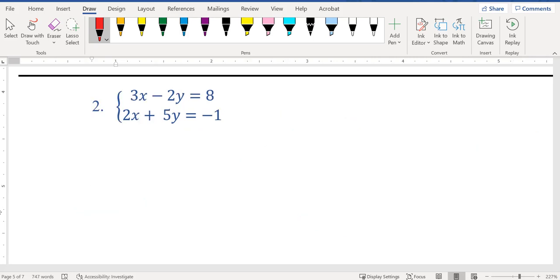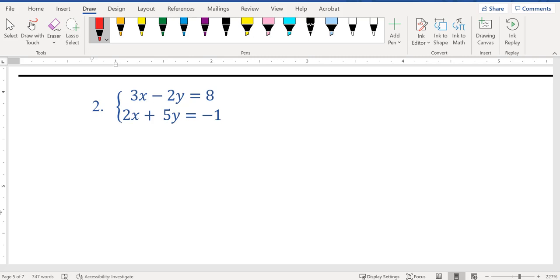I apologize. The rest of the problems on the page, I had copied and pasted number 1, so I didn't have to redo the format, and I never went back and changed numbers. So if you will write a new number 2 as 3x minus 2y equals 8, and 2x plus 5y equals negative 1. If you print it off after I posted this lecture video, just ignore what I just said. Your problem is correct. So here we go.